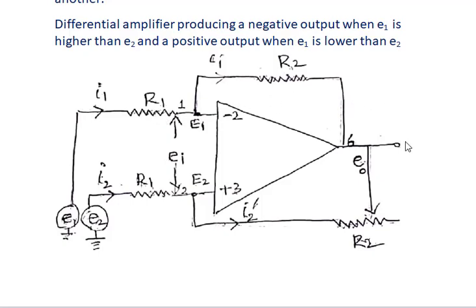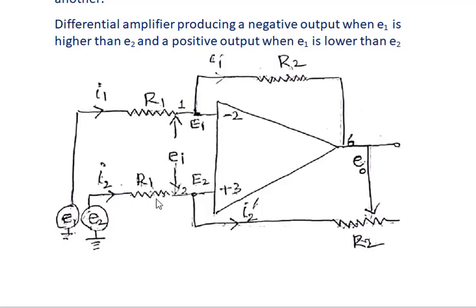See here, this is the circuit of the difference amplifier. You know well that it is the operational amplifier symbol. It is the inverting input. It is the non-inverting input. It is the output. In the inverting input, the resistor R1 is connected. The voltage source E1 is connected here. The current I1 is passing through this resistor R1.